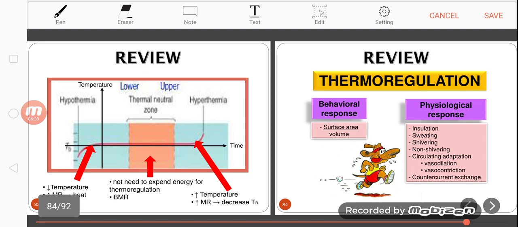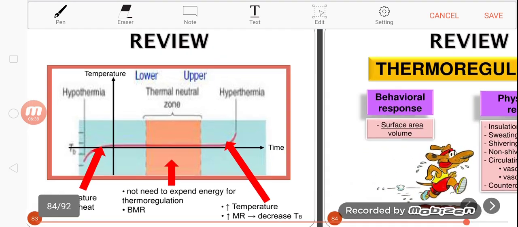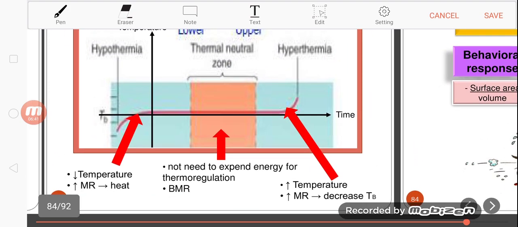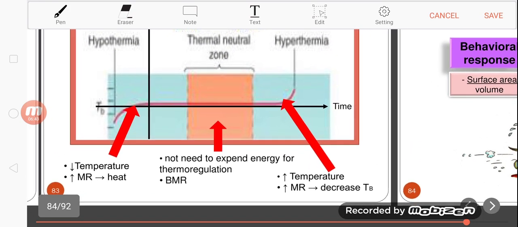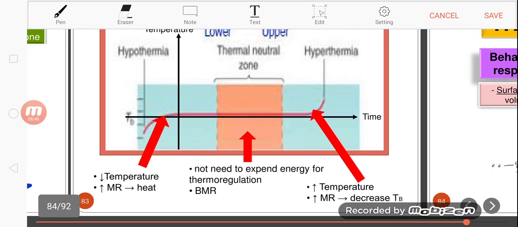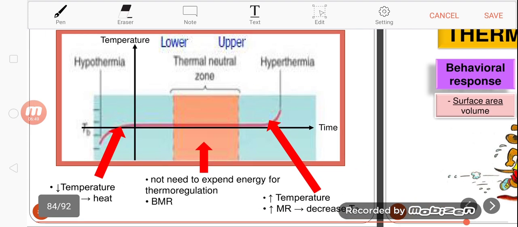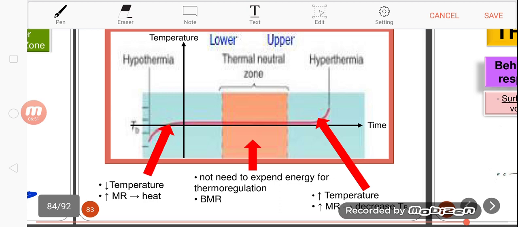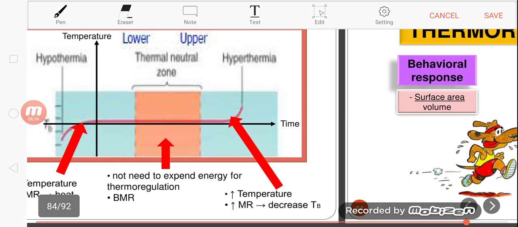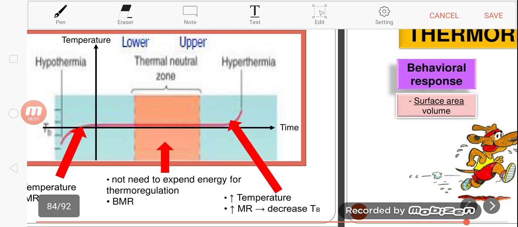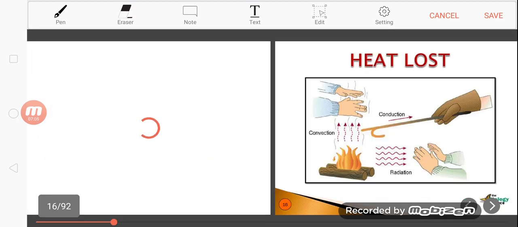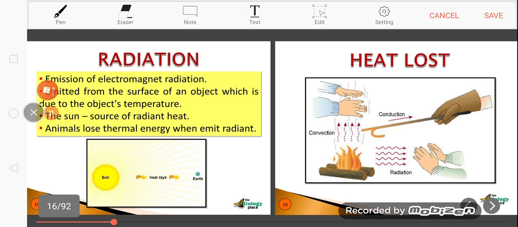So what happens when the temperature drops below, or exceeds, the neutral zone? At the lower critical point, you can see a decrease in temperature, but the metabolic rate is increased. This metabolic rate increase has the objective of producing heat. In the thermal neutral zone, there is no need for extra usage of energy for thermal regulation; it is the basal metabolic rate.